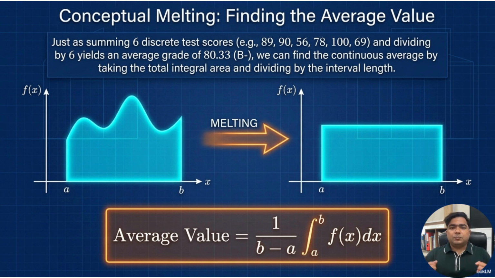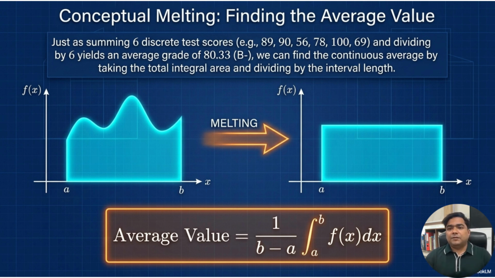The idea is shown visually on the slide. On the left, we have a curve function. The area under the curve represents the total accumulated value. On the right, this uneven shape is transformed into a rectangle with the same total area. The height of that rectangle is the average value of the function.